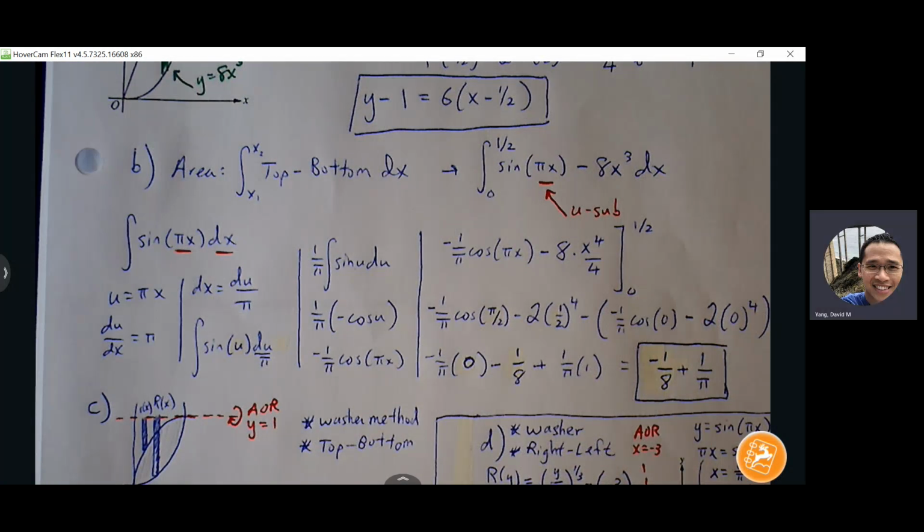This is not just the integral of sine x, it's the integral of sine pi x. So we know that pi x is going to produce something. It really just produces a 1 over pi in front because of u substitution. Think of it as chain rule going the other direction. So instead of times pi, it's going to be times 1 over pi.